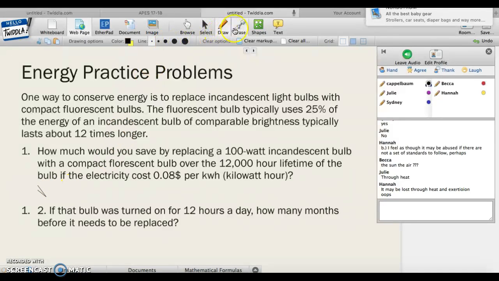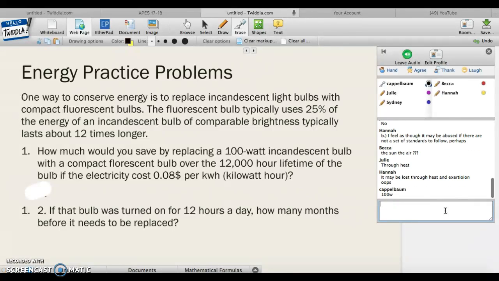Oh, that's awful. We'll do it this way. You're starting with 100 watts. So in order to set this up, you will want to convert your watts into kilowatt hours because that's what the cost is measured in.